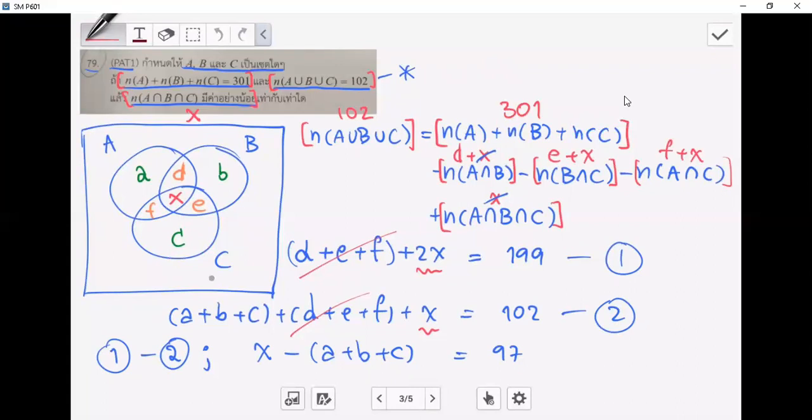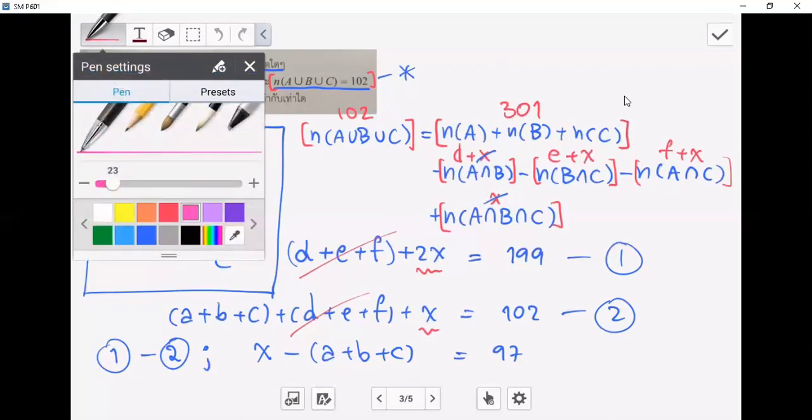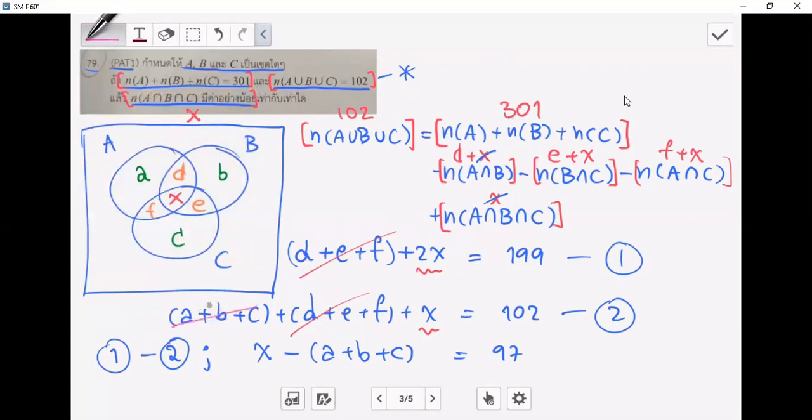Okay, if ABC is 0, let's use the pink color. If ABC is 0, then we will have x equal to 97, right? So 97 plus BEF will be 102. So we are going to have BEF equal to 5. Okay, that is possible. So we go back a bit. If BEF is 5, sure, right? And if x is 97, 97 times 2 is 194. 194 plus 5 is 199. So that's okay. This one is also okay.